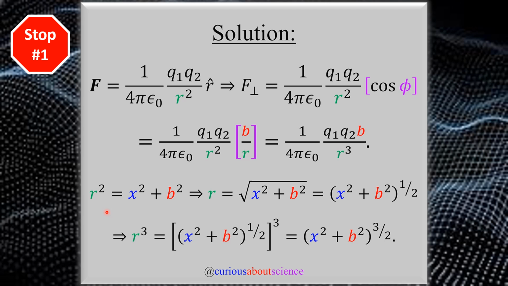Okay, we see that r squared equals x squared plus b squared from the triangle in the diagram. Pretty cool. Solving that for r, we just take the square root, put that as a 1/2. And then in the force equation, we see that we have an r cubed, so we just need to cube everything here. And in doing so, we see that we get x squared plus b squared to the 3/2 power. And now we're ready to put this into the integral equation and actually solve it.